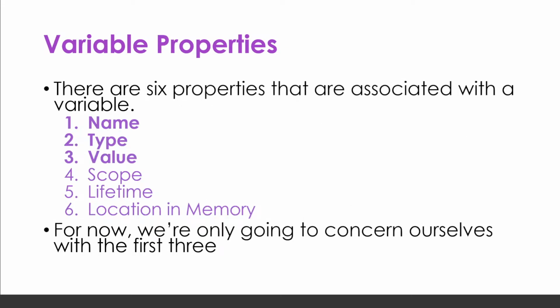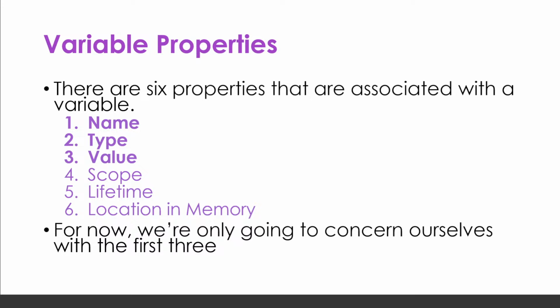And so when we create a variable, there are six properties that are associated with a variable. For now, we're going to concern ourselves with the first three. Later on, we will concern ourselves with the fourth. And really, those are going to be the only four of the properties that we're going to concern ourselves with this semester. So for the time being, we're only going to concern ourselves with the first three. And we'll dabble a little bit with the fourth when we talk about objects.